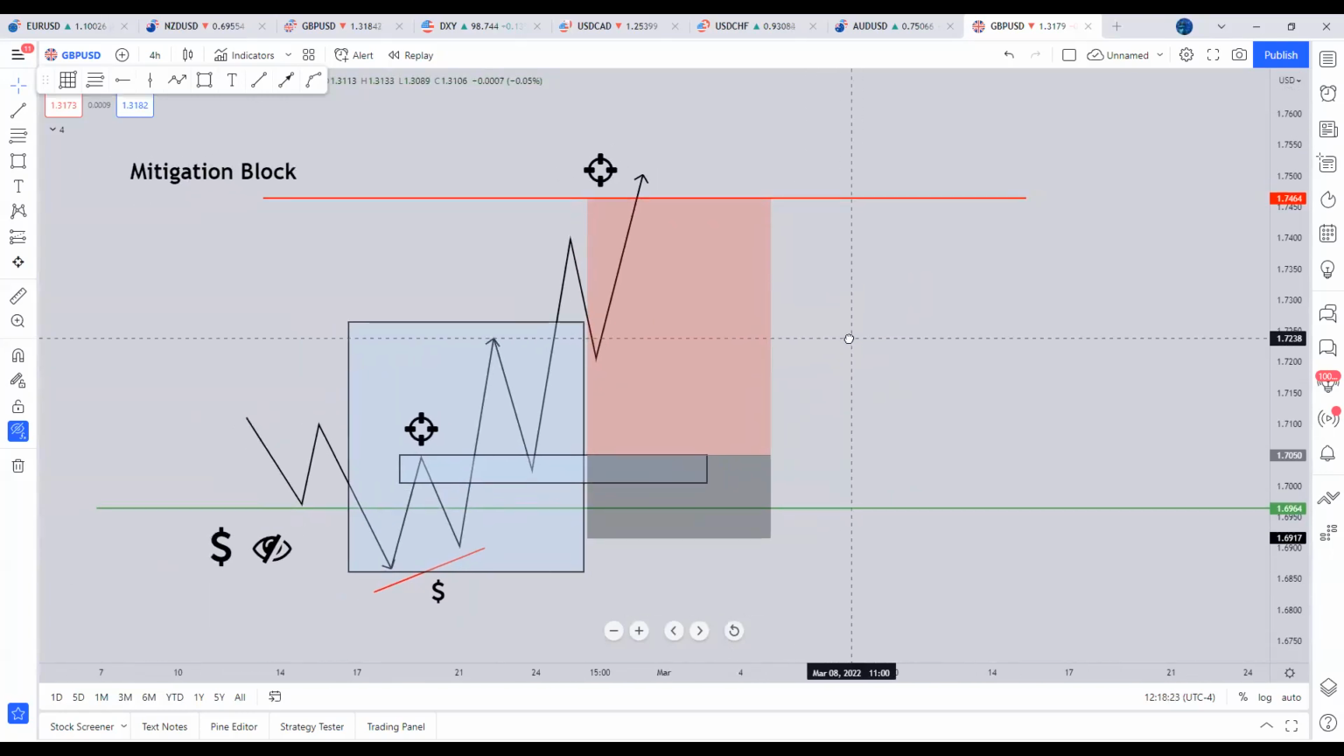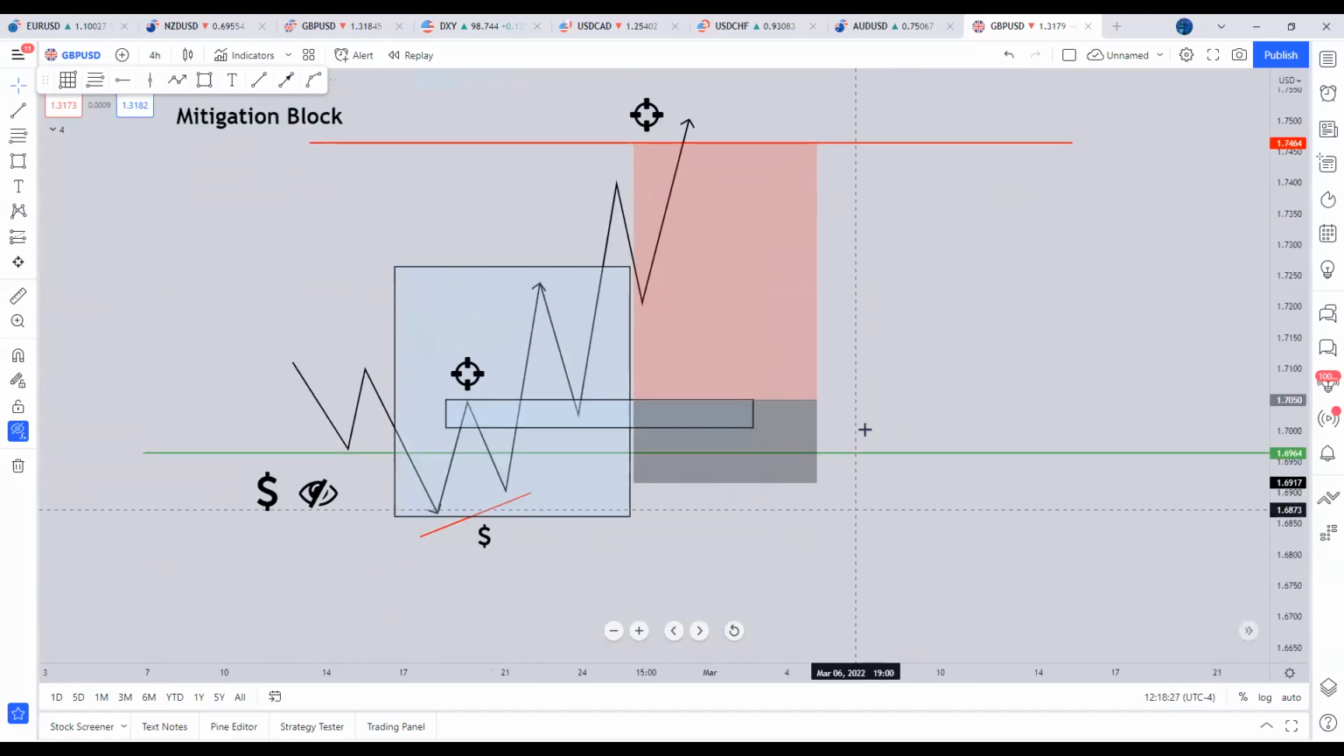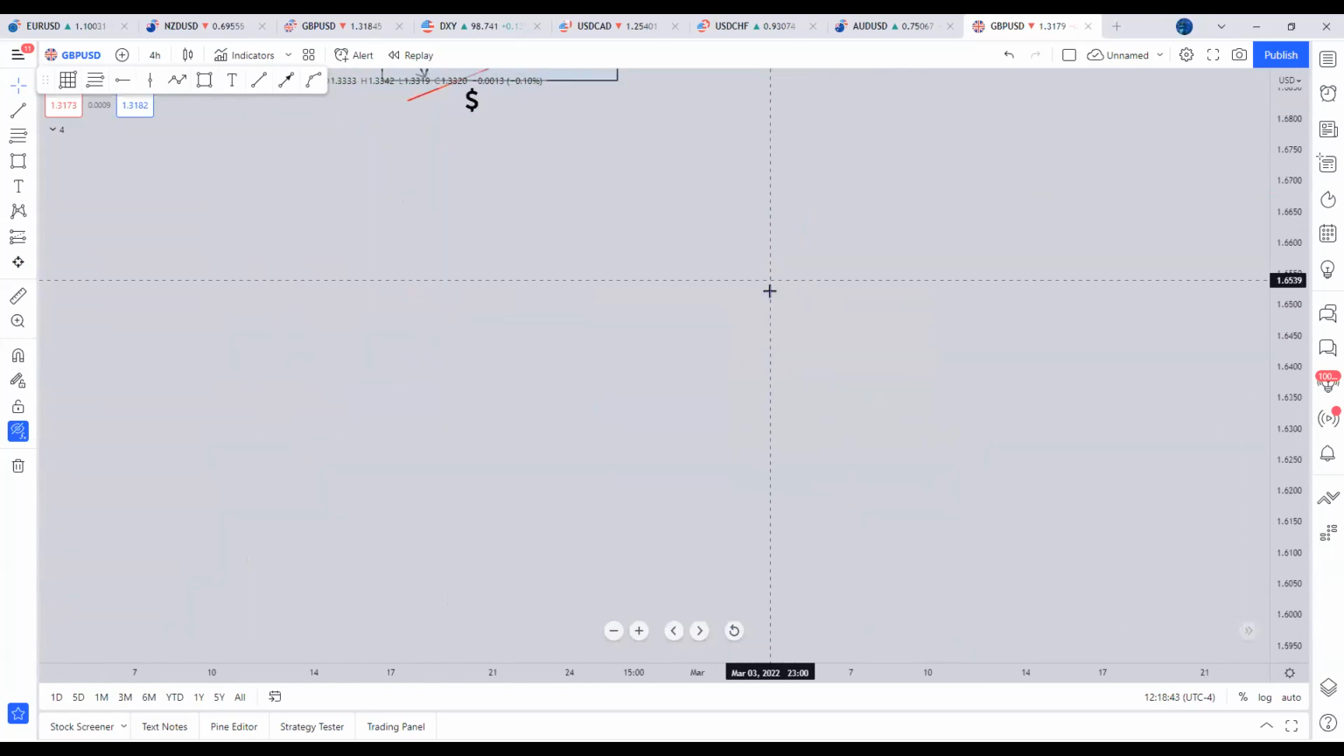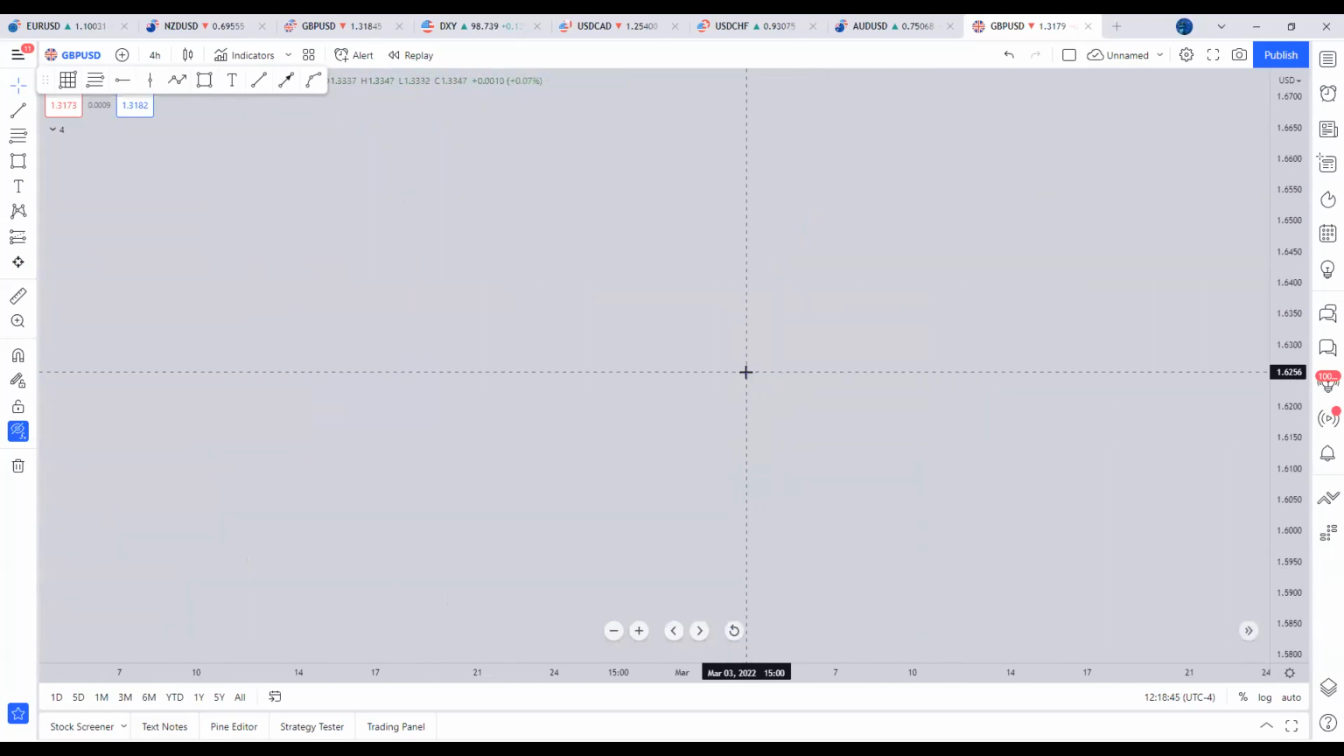Now we're going to talk about the breaker block, okay? Does everybody understand this, by the way? Does everybody get this? Yes, sir. All right. So now we're going to talk about the breaker block.